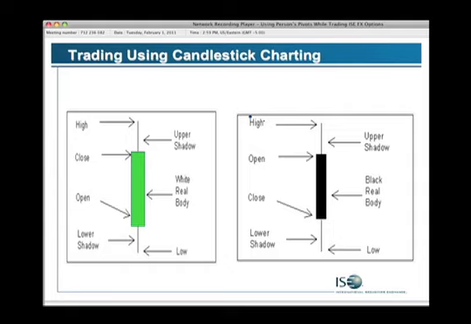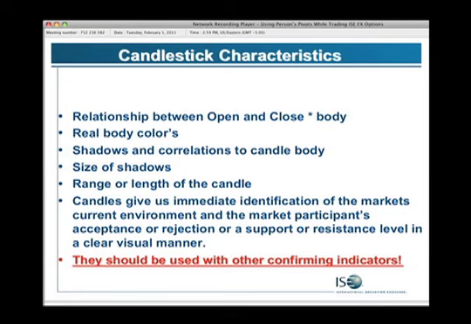So again, on our left-hand side, many of you would see a green candle on your charts if the close is greater than the open. And of course, a red candle would signify that the close is less than the open on many of your trading platforms. What's important is that when we look at candlestick characteristics, we are looking at, which is very important, the relationship between the open and close. We call that the real body. Obviously, the real body's color, red or green, and if there are any shadows or correlations of the shadows to the candle's body.